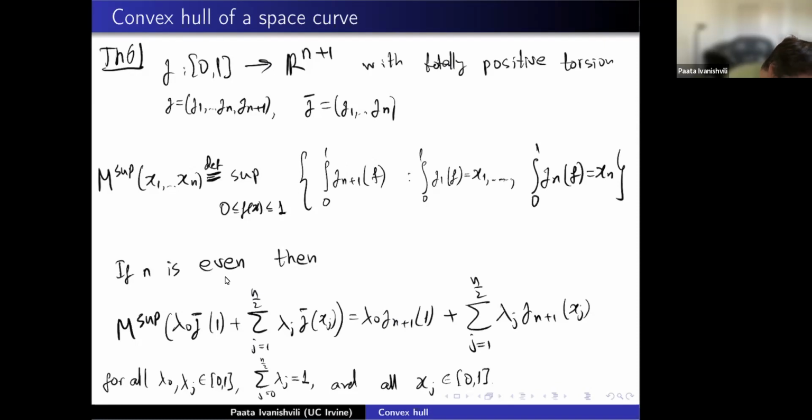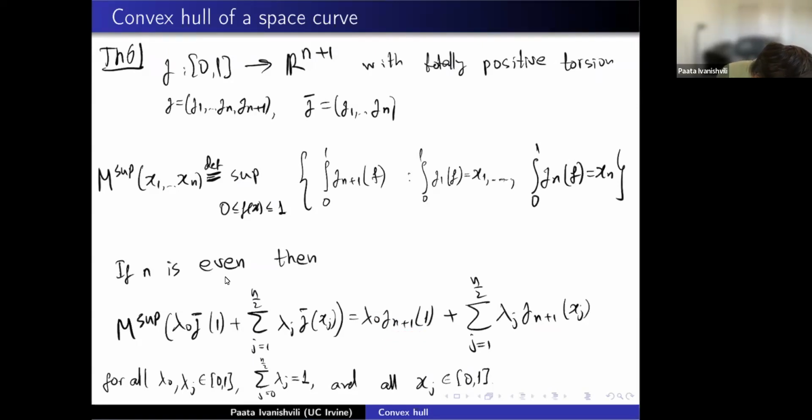So if n is even, then this function here has an explicit formula. It's given in a parametric form. So you take lambda 0 times gamma bar prime of 1 plus the sum over j from 1 to n over 2 of lambda j times gamma bar of xj. It's a point in R^n. So on this convex combination, the value of the function equals lambda 0 times gamma n plus 1 at 1. So it equals this real number. So you just plug in gamma n plus 1.